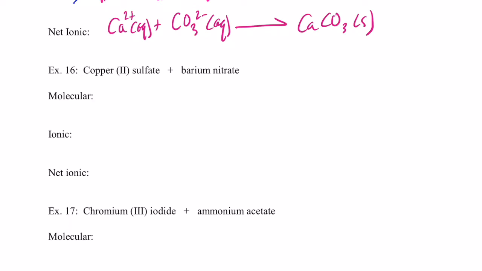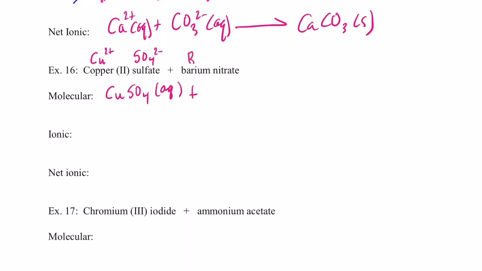All right, so welcome back. We have copper 2 sulfate and barium nitrate. Copper 2 is Cu2 plus. Sulfate is one of our polyatomics, SO4 2 negative. So we have CuSO4. Sulfates are soluble. There are some exceptions, but copper is not one of them. So we'll put an AQ after that.